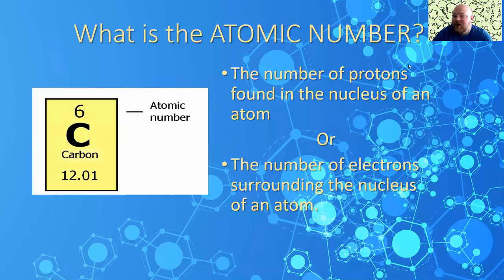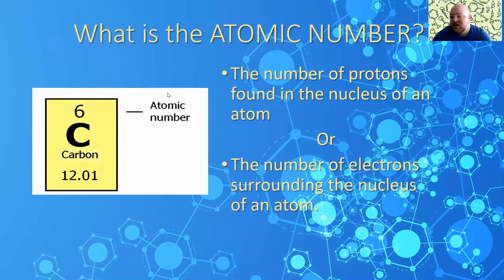So the atomic number tells us a few things. Carbon, for example, if you know the number is 6, you know how many protons are in there or how many electrons. That atomic number tells us how many protons are in the nucleus of this element. It also tells us how many electrons are surrounding the nucleus of this element. So when you see the atomic number for carbon, for example, being 6, we know there are 6 protons and we know there are 6 electrons. So that's what the atomic number tells us.